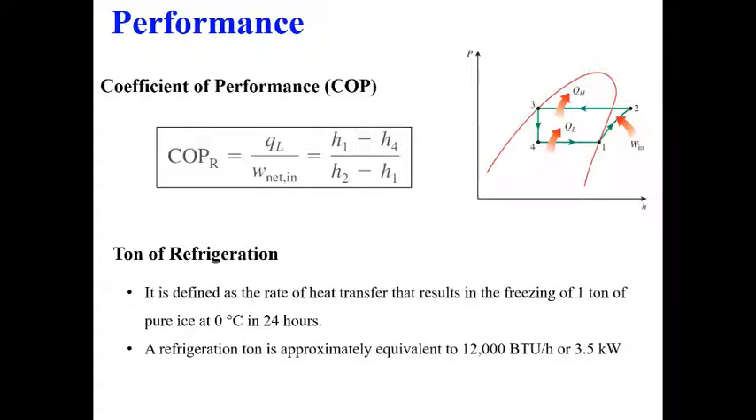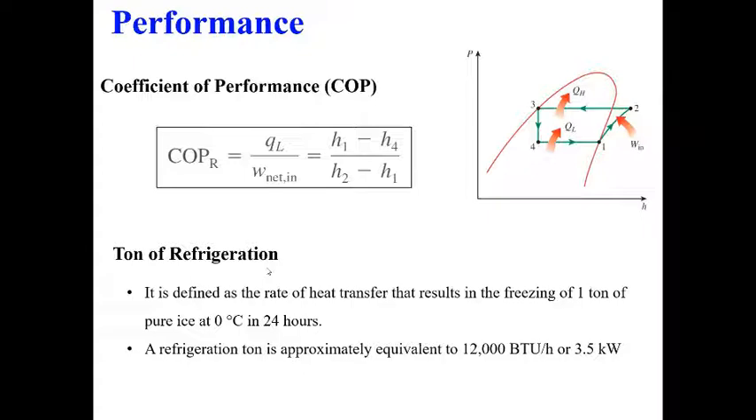Another interesting term is the ton of refrigeration. When you go to the market to buy an AC, air conditioner, you talk about tons. So there is a 1 ton AC or 2 ton AC. It is not the weight of the AC, but it refers to the cooling capacity.